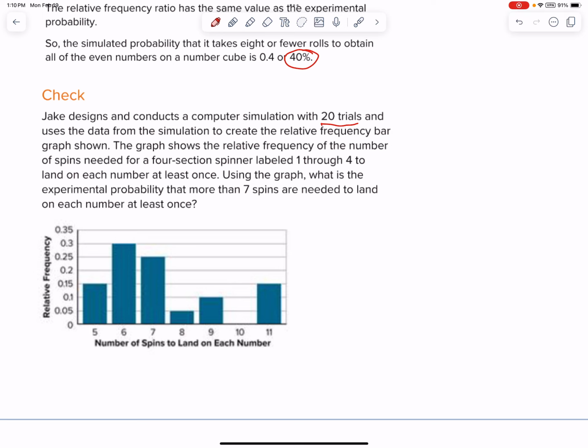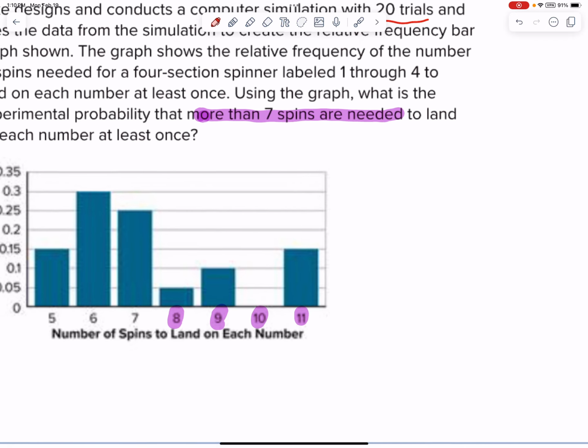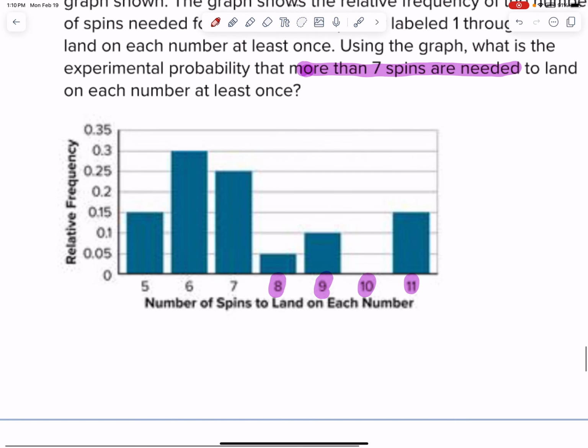Okay. Using the graph, what is the experimental probability? So here's the information that more than 7 spins are needed. Okay. So more than 7 is 8, 9, 10, and 11. Okay, so what's the probability that you need more than 7 spins? They already have given the probabilities, so we just need to add up those probabilities. So go ahead and pause and try that out, and then you can see what the results are.